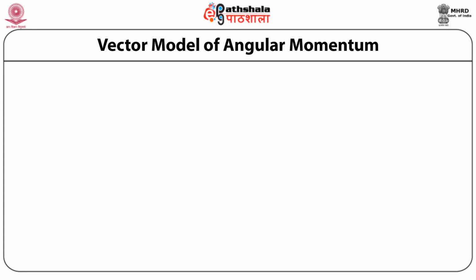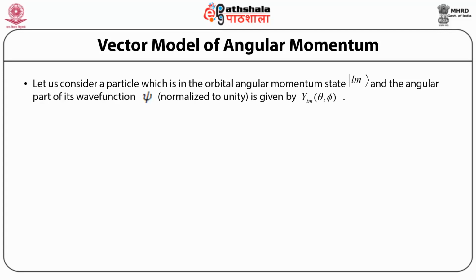We next discuss the vector model of angular momentum. Let us consider a particle which is in the orbital angular momentum state ket lm, and the angular part of its wave function ψ, which is normalized to unity, is given by Y_lm(θ, φ).